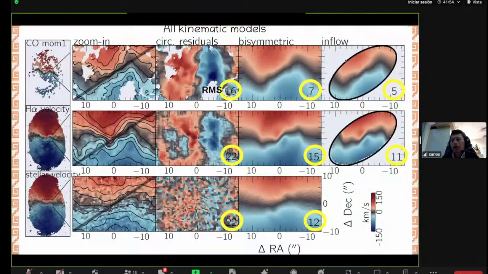After applying the inflow model, we observe that it is also able to reproduce the observed velocity field of the molecular gas and the ionized gas. In yellow circles, I show you the root mean squared of the model. This is highest for the circular rotation model, because it's telling us that we are not able to describe the non-circular motions with pure circular rotation. And the inflow model shows the lowest root mean square value.